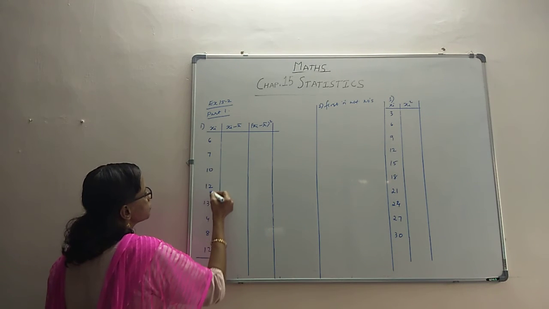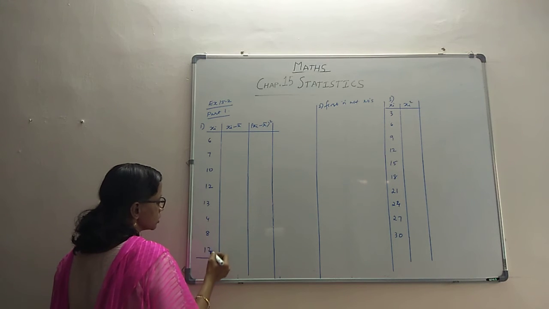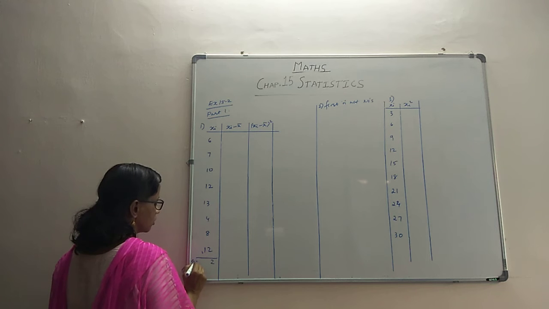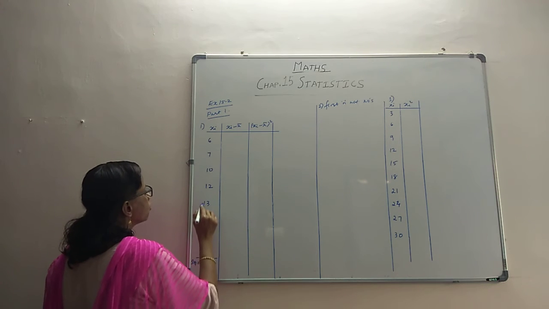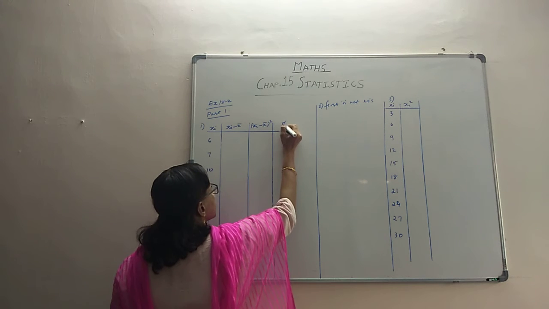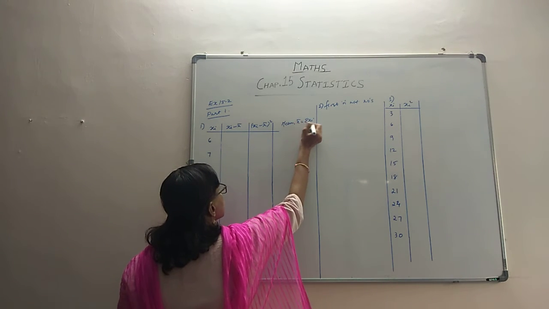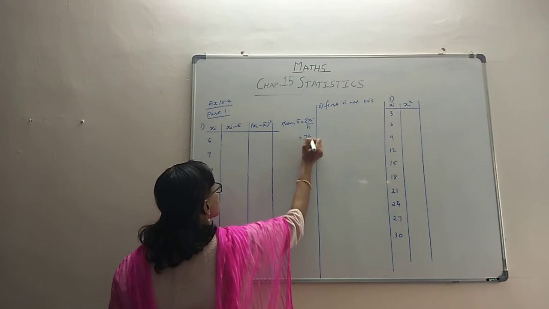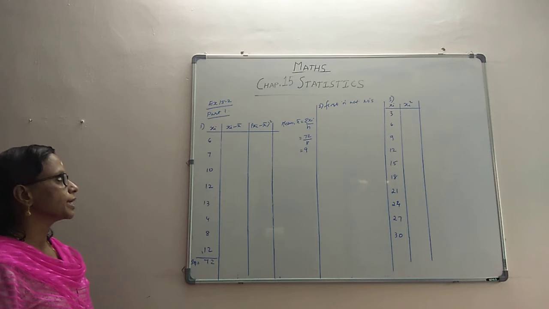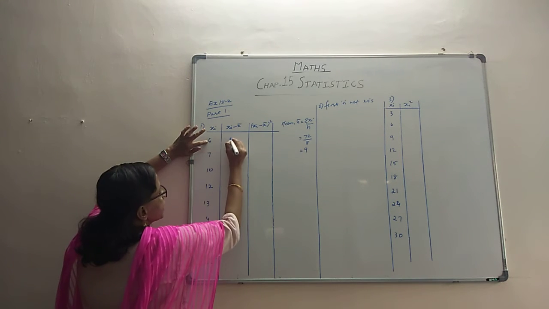6 and 7, 13, 15, 18, 22, 30, 32, 3 carry, 3 and 1, 4, 5, 6, 7. 72. So in order to find the mean, we know that the formula is summation xi by n, and this has come to 72. The number of values is 8, so there are 8 data, so you are getting x bar as 9.